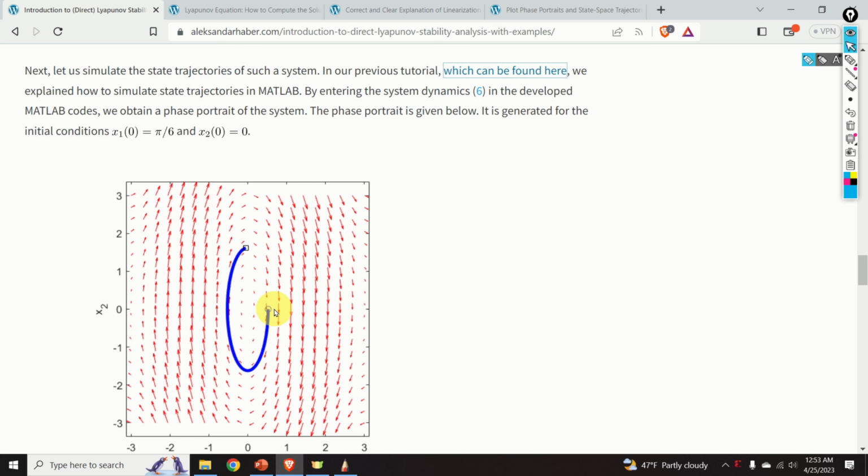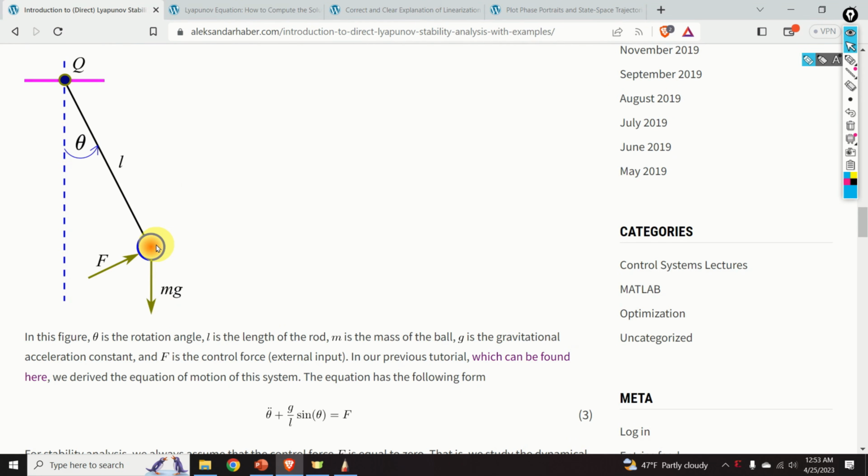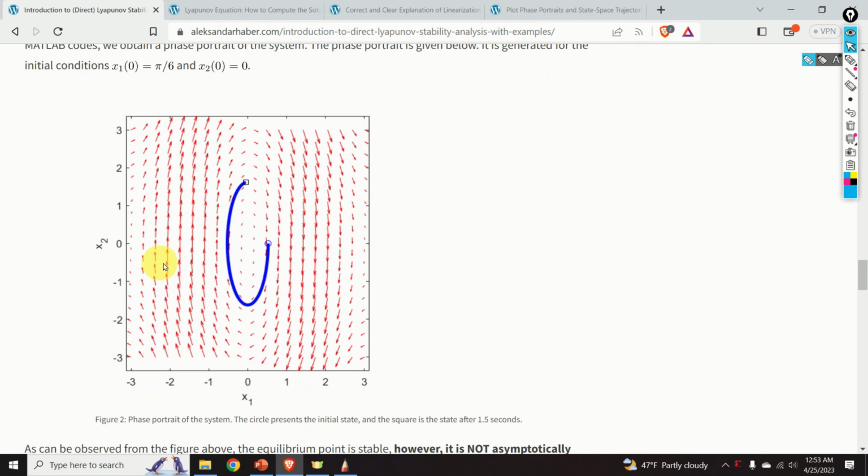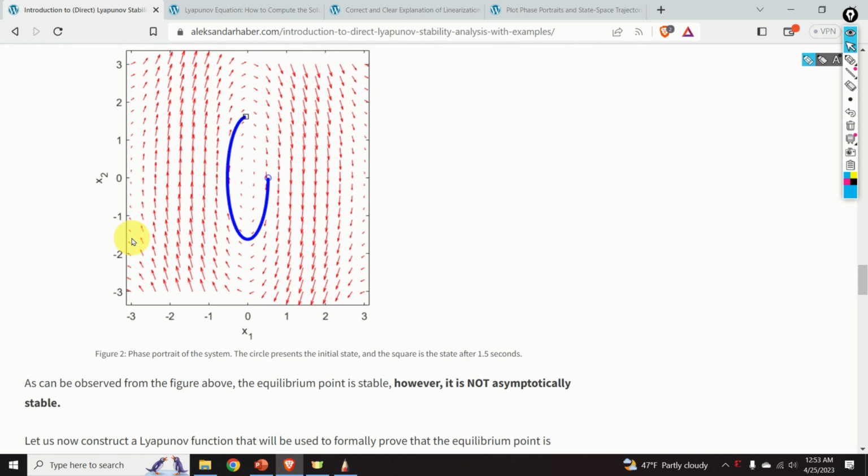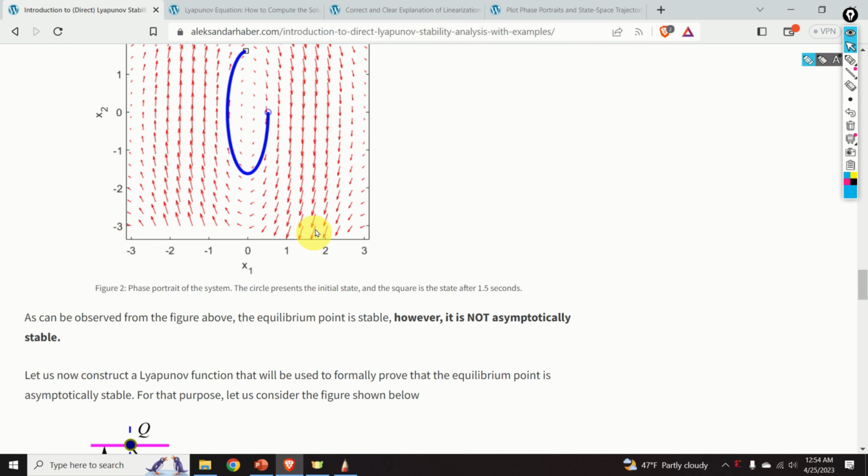Here is our initial condition. I assume that x1,0 is pi over 6, and x2,0 is 0. So I'm assuming that I'm starting, for example, from this position. So I place the pendulum in this position and I release the pendulum. The pendulum will oscillate like this with a constant amplitude. And that's exactly what you can see over here. x1 is theta and x2 is theta dot, that is the angular velocity. As can be observed from this figure and from this arrow, the equilibrium point is stable. However, it is not asymptotically stable.